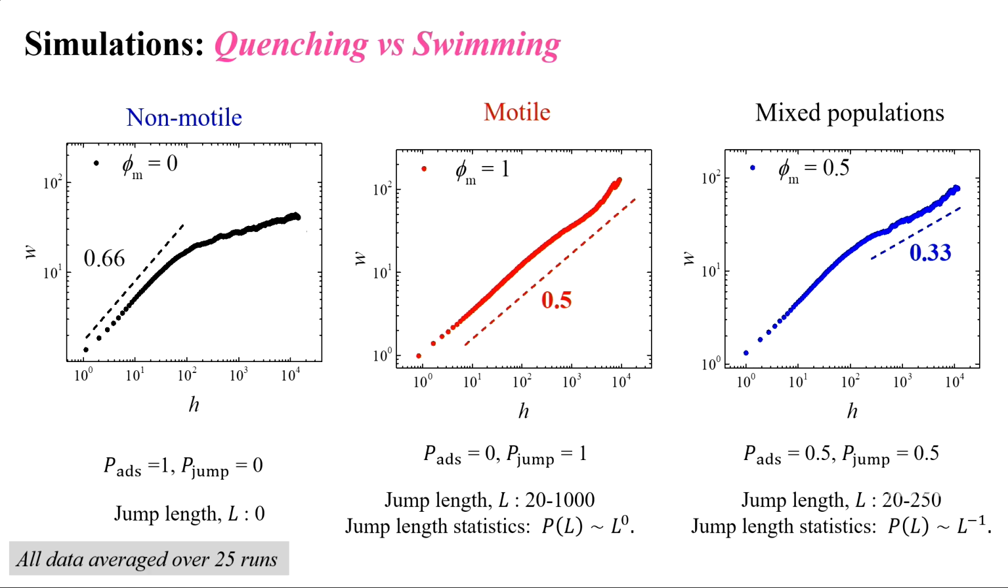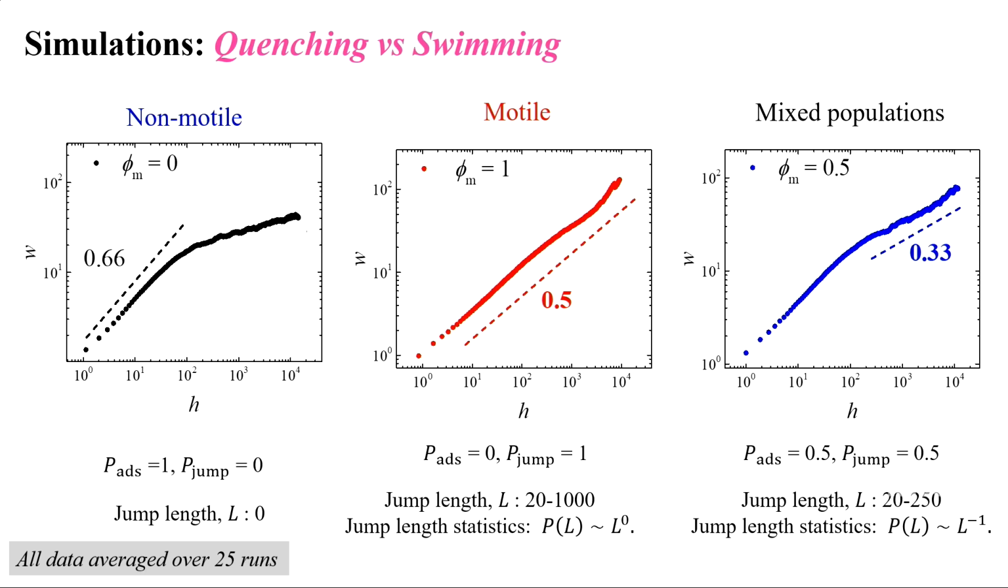And then for the motile case, they come and randomize everything. There is that probability we brought in with jump, where the probability of jump is 1. They can now move around over a range from 20 to 1000 in length, and the probability of all of them is equal. With that, we could get a result similar to what we were getting from the experiment, which is 0.5.